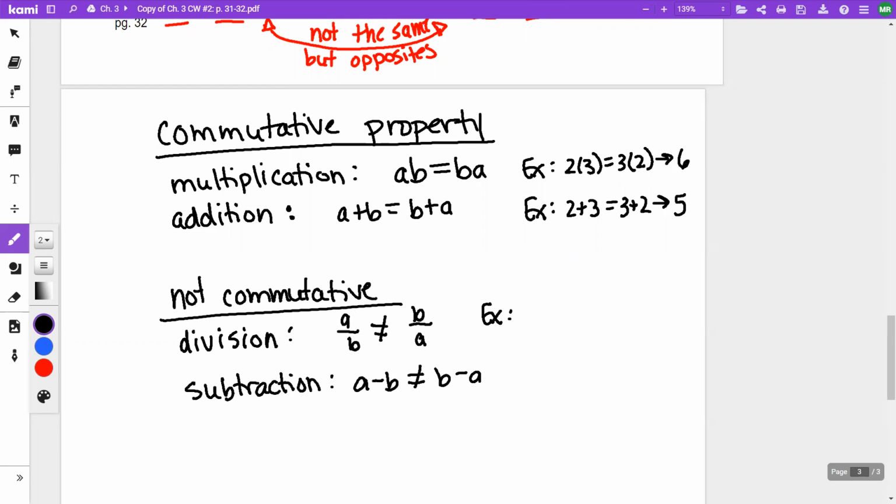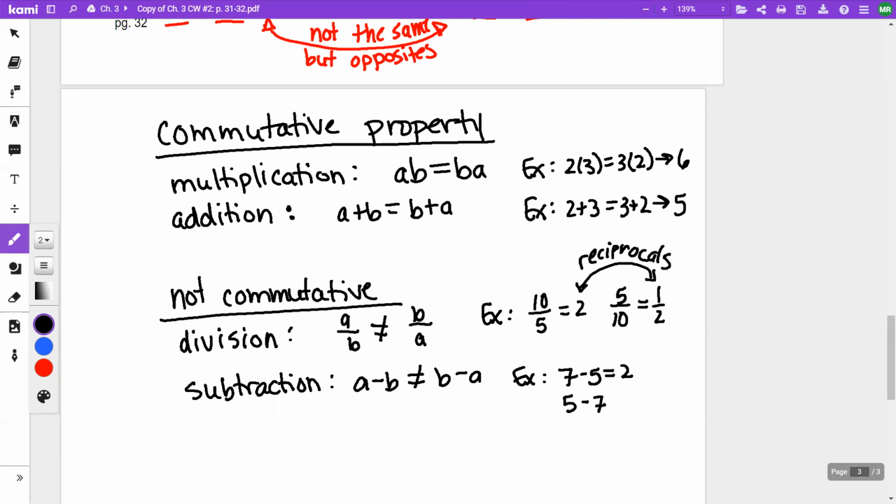let's say I'm doing 10 divided by 5, that is 2. 5 divided by 10 is 1/2. These are actually reciprocals, okay, where they're flips of each other. For this, let's say I do 7 minus 5, which is 2, and then I do 5 minus 7, which is negative 2. These are going to be opposites. Okay, and that's the end of this video.